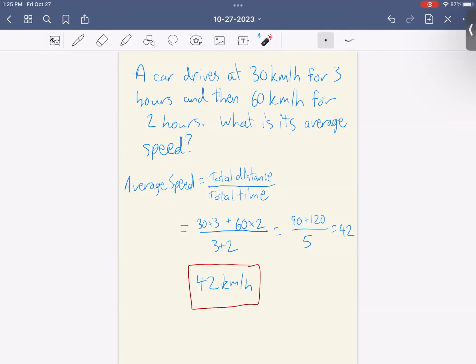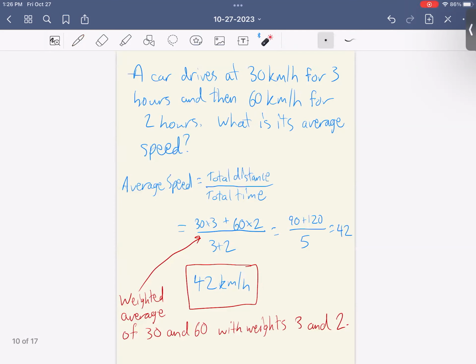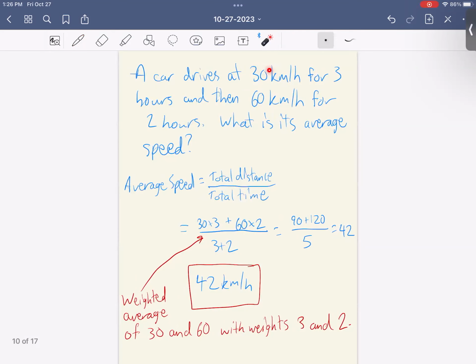And in this case, what you're doing here actually is, let me mention, this is a weighted average of 30 and 60 with weights 3 and 2. Right. So in this case, it's a little bit more straightforward. You really are just doing a weighted average. And if the time was the same, so 30 kilometers for 2 hours and 60 kilometers for 2 hours, it would end up just being the average. It would end up just being 30 plus 60 divided by 2, which would be 45.